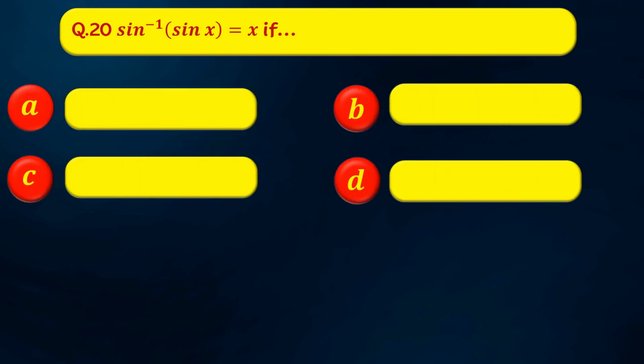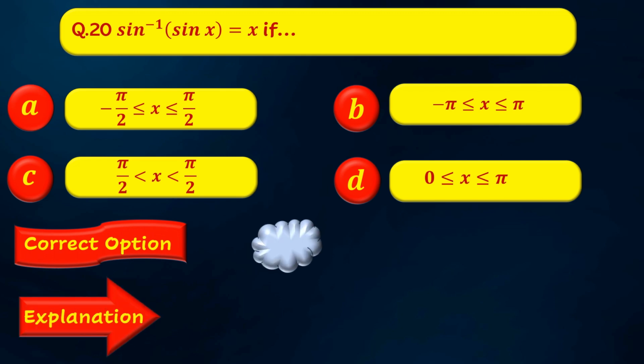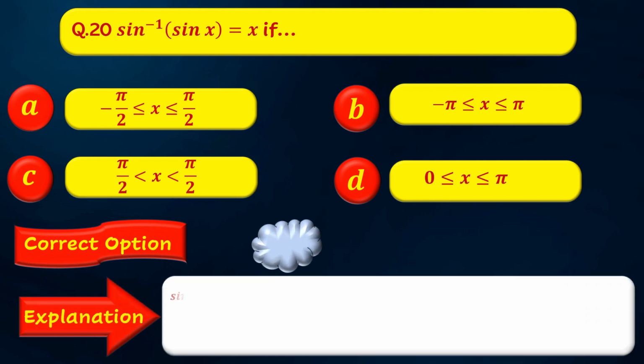Question number 20. Sine inverse of sine of x is equal to x if, and the options are, let's find out which one is the correct option. But before that, let's explain it. According to definition, sine inverse sine of x is equal to x only if x is greater or equal to minus pi by 2, less or equal to pi by 2. Therefore, correct option is option A.